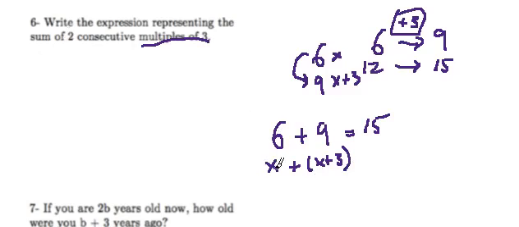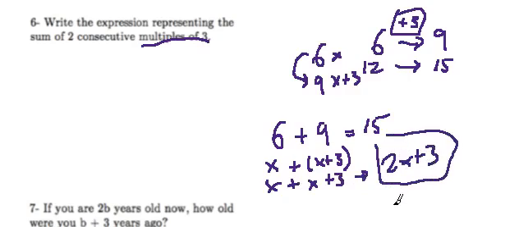And the sum of these two things, I could simplify this, right? x plus, let me get rid of the brackets, thinking of distributing a positive 1 there. This becomes 2x plus 3. This is the sum of two consecutive multiples of 3.